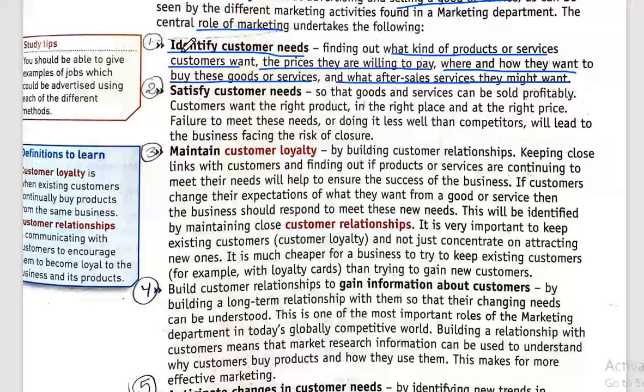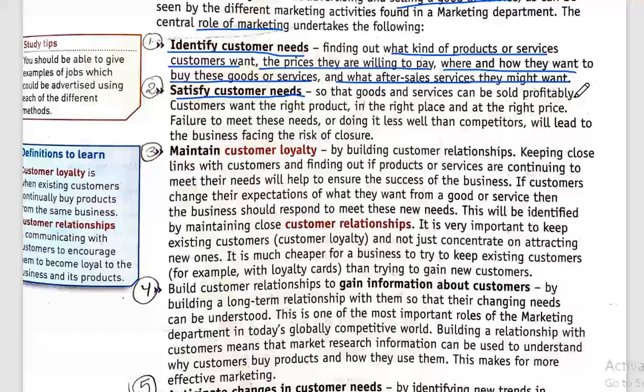Number two, I identify the customer's need, and also I will satisfy the customer's need. This is the second role in marketing, so the goods and services can be sold profitably. Customers want the right product, in the right place and at the right price. When I give the customer the right product, put it in the right place and sell it at the right price, definitely I will be able to satisfy the needs. If I didn't do all of these things, I'm not going to be able to meet these needs, and I will be doing something way less than competitors, and it's going to lead the business to closure or to failure.